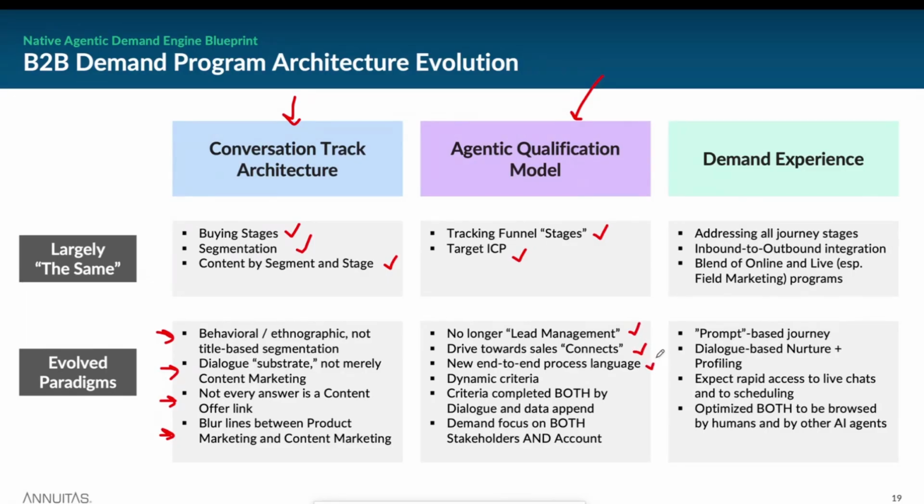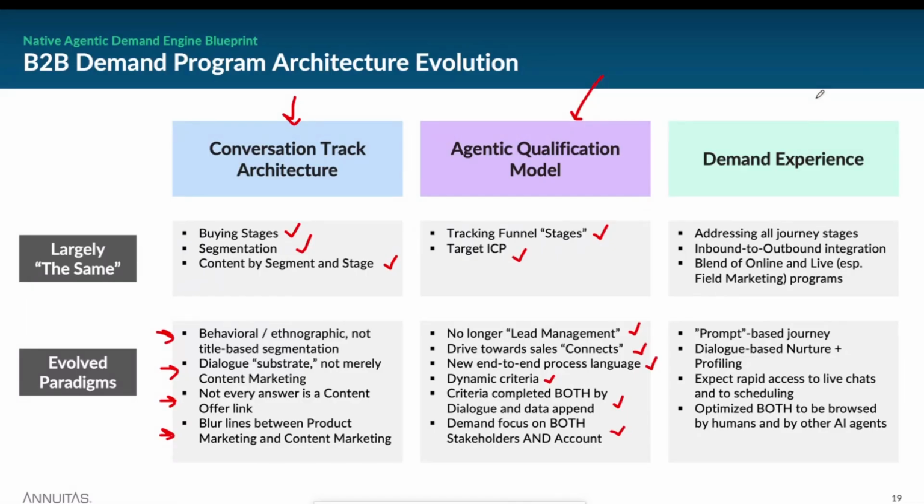We're going to start to see the process language change, and at Annuitas, we're actually working on some new definitions of what an agentic demand process looks like and how that changes. We're going to see criteria become more dynamic and have the agent be able to address it and pattern it and fill it out in different ways. And that's where criteria could be completed both by dialogue and also by data append. We also see the state where it's not about leads, it's not about accounts, it's about both, right? It's about stakeholders on key accounts and making that change strategically.